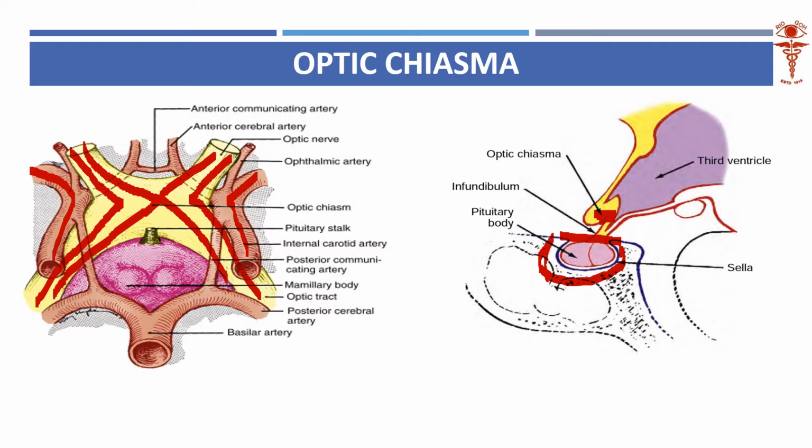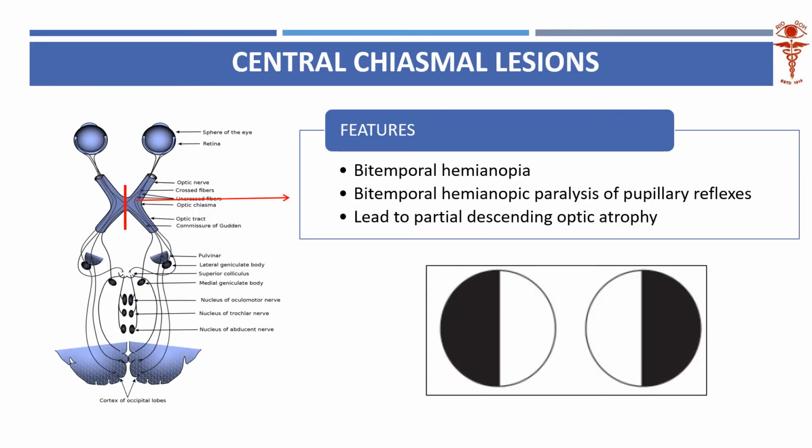So if a tumor develops in the pituitary, my optic chiasma in the midline is going to be affected. If my internal carotid is going to develop an aneurysm, the optic chiasma in the lateral aspect is going to get affected. So these are the two possibilities of a chiasmal lesion.